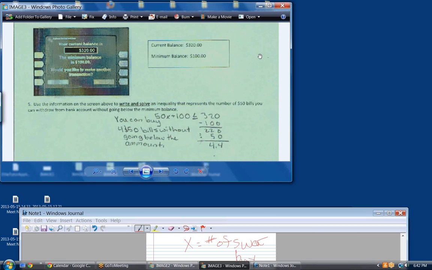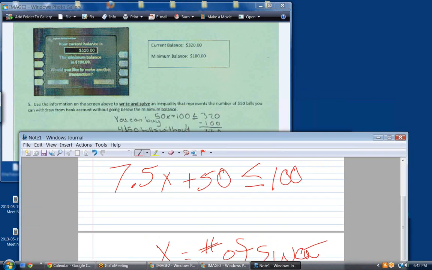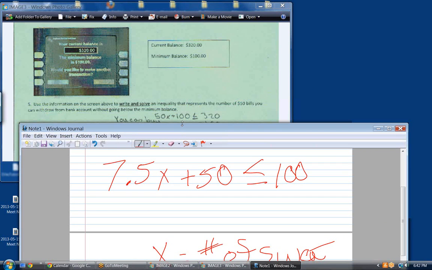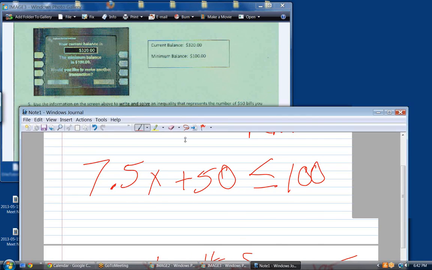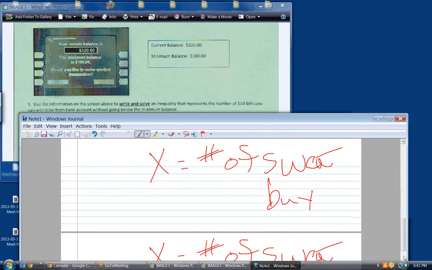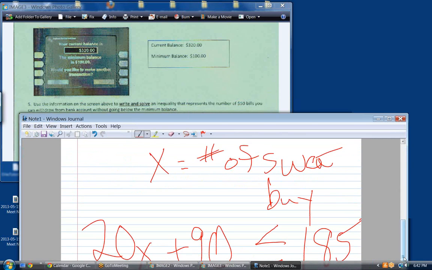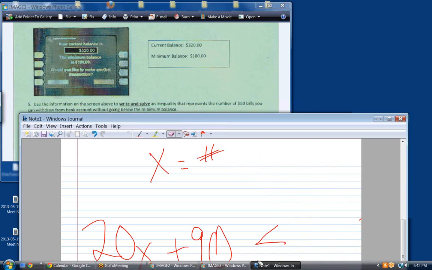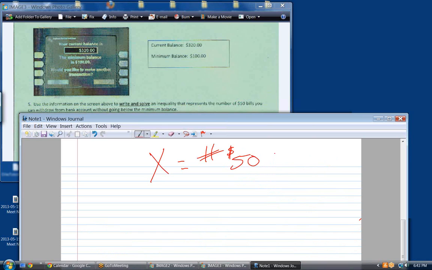All right. This is a bit of a strange problem because of the minimum balance. Use the information to write and solve an inequality that represents the number of $50 bills that you can withdraw from your bank account. So what's my first step? The number of $50 bills you can withdraw without going below the minimum balance. So X represents the number of $50 bills you can get.